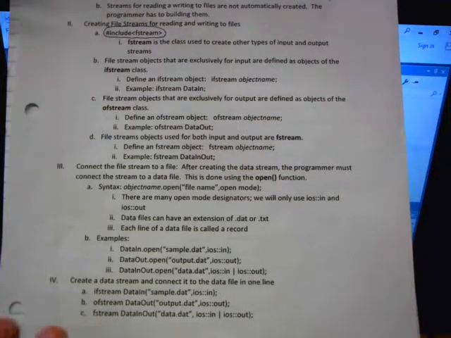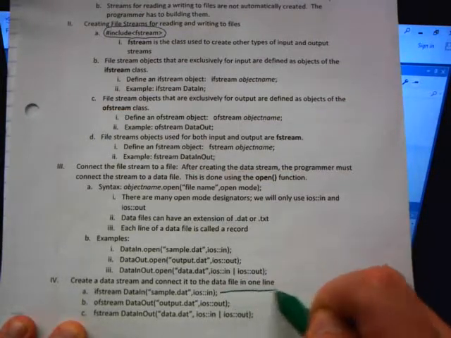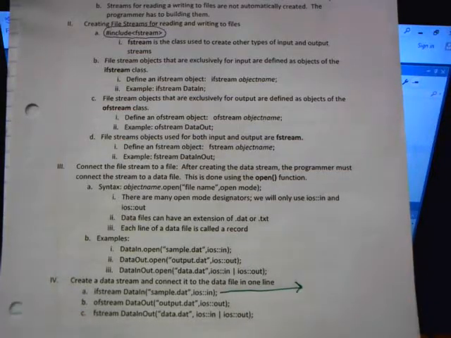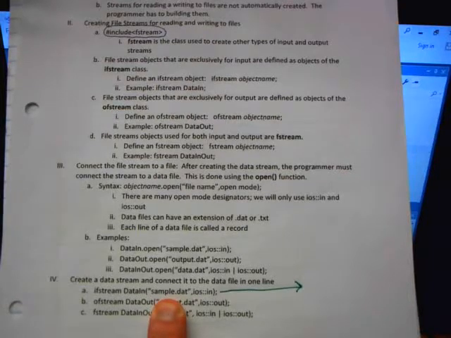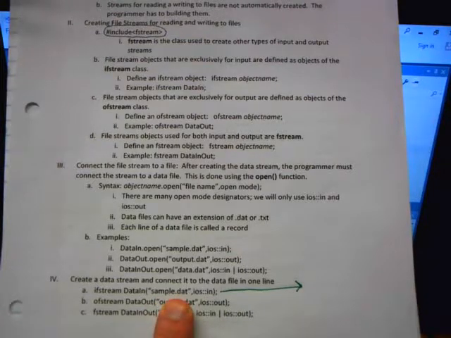So what does this command right here do? Ifstream data in sample data ios in. That does 2 things. Jeremy. It's telling it what file to pull from. So it's telling you we're going to pull data from the file called sample.dat. And you can either use .dat files or .txt. Those are your 2 choices. I don't know why I put .dat in all of this, because I'm going to use .txt in all my examples.